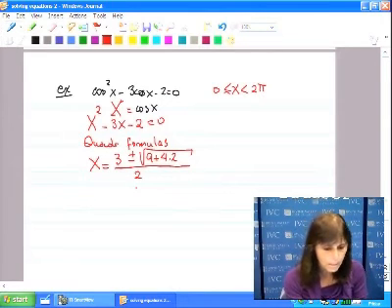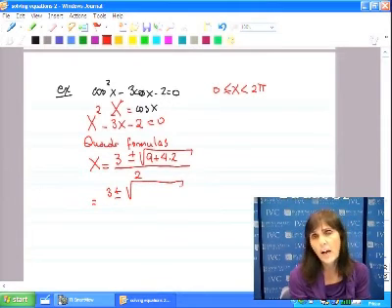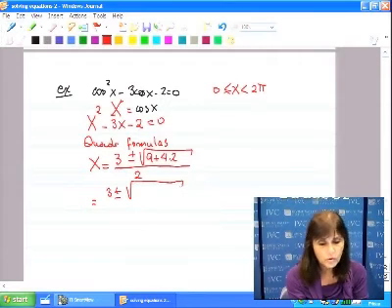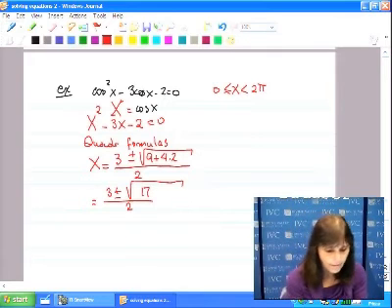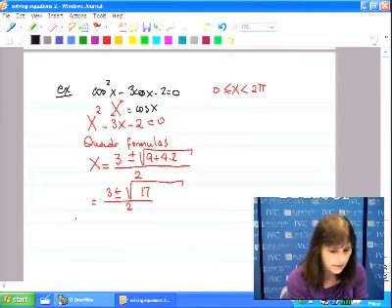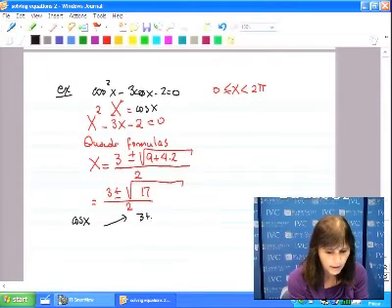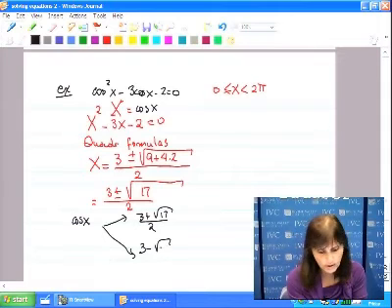So let's clean this up. 3 plus or minus... This can be really ugly numbers. Don't get scared. 2 times 4 is 8. 9 plus 8, 17. Yay! Okay. So you have cosine. Go back now. Cosine of x is either 3 plus square root of 17 over 2, or 3 minus square root of 17 over 2.